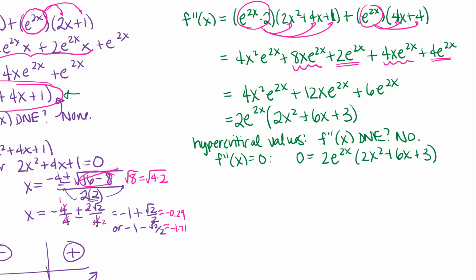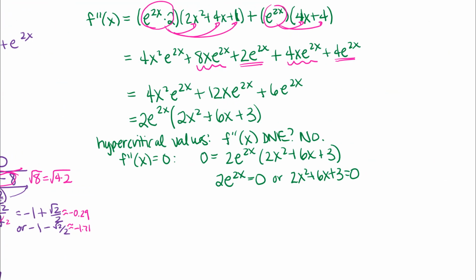Okay, so again, I have an equation that's factored and equal to 0, so I can set each factor equal to 0. So I have 2e to the 2x is equal to 0, or 2x squared plus 6x plus 3 is equal to 0. All right, from this first part, 2e to the 2x equals 0, maybe you divide through by 2, and then you have e to the 2x equals 0. But e to any power is never equal to 0, so I don't get any from that.